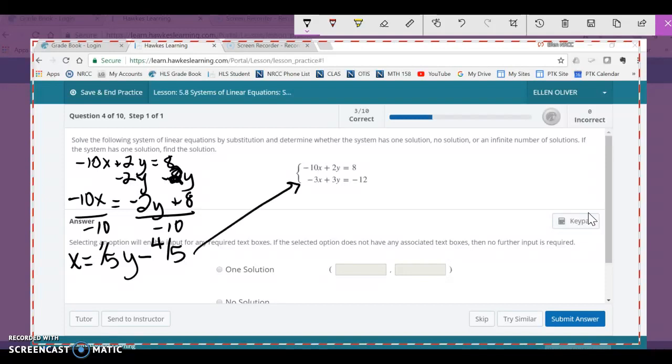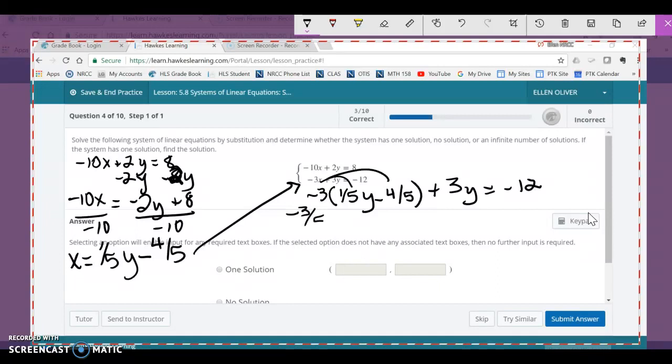Now I'm going to substitute that into that second equation. So negative 3 times 1/5 y minus 4/5 plus 3y equals negative 12. Distribute here, so negative 3/5 y plus 3 times 4 is 12/5 plus 3y equals negative 12. Now, if you don't like those fractions, they both have a denominator of 5, so I'm going to multiply both sides of my equation by 5.